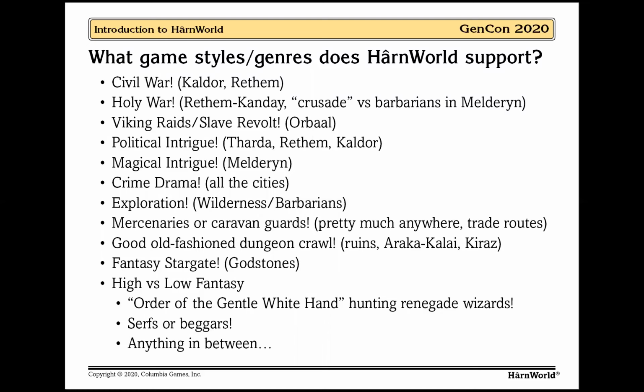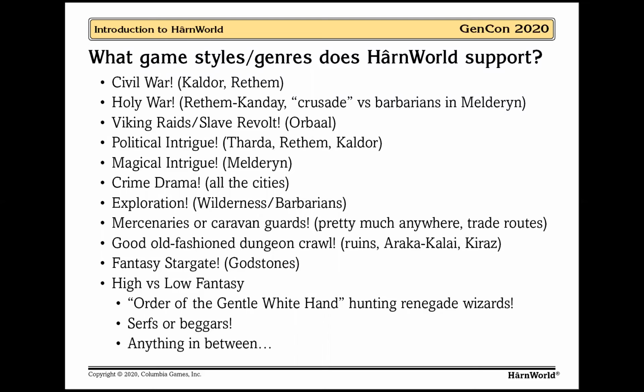Right. So I think one of the strengths of the setting is that it opens up so many different opportunities for the kind of game you want to run. The question we get most frequently is, where do I start? And we always end up answering that question with a question, which is, what kind of game do you want to run? Because the setting is so varied, you can support a lot of different kinds of playstyle.